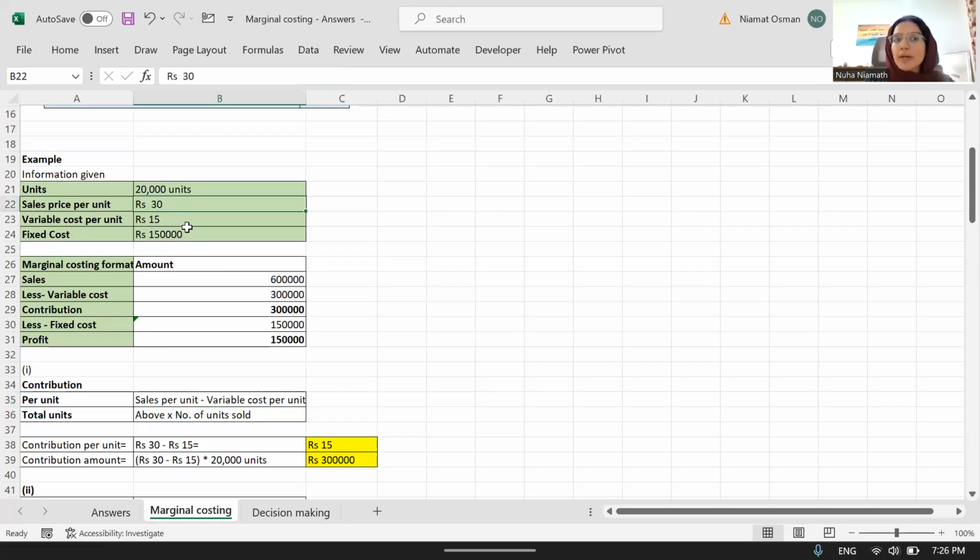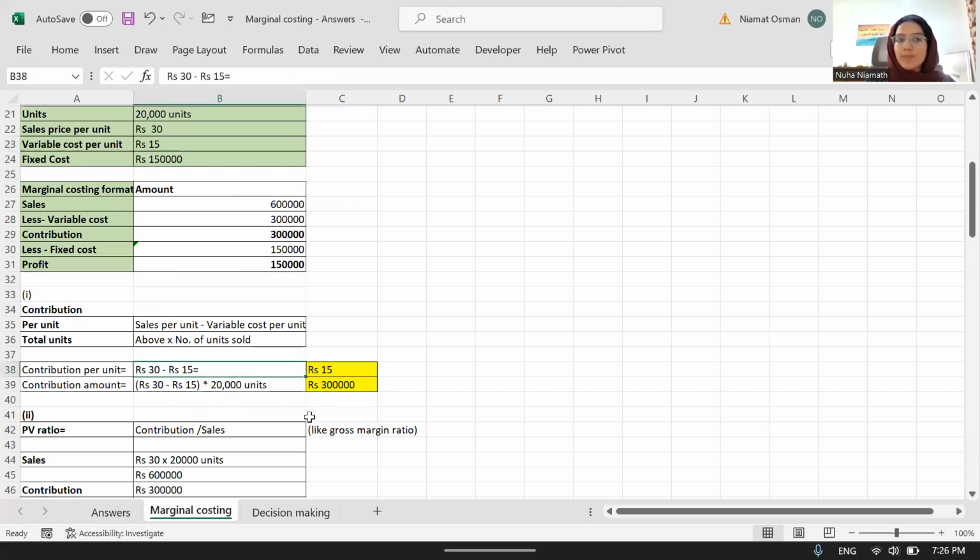So if you do 30 minus 15, like you see here, contribution can be calculated on a per unit basis. Contribution can also be calculated on a total units basis. So when you do a per unit, for each unit you will take the sale price minus the variable cost. That will give you rupees 15 per unit, contribution per unit. And if you want the contribution amount in total, you will just multiply it with the units. So you take the sales per unit minus variable cost per unit and multiply it with the number of units sold. That will give you the total contribution. I hope this much is clear. Calculation of contribution.